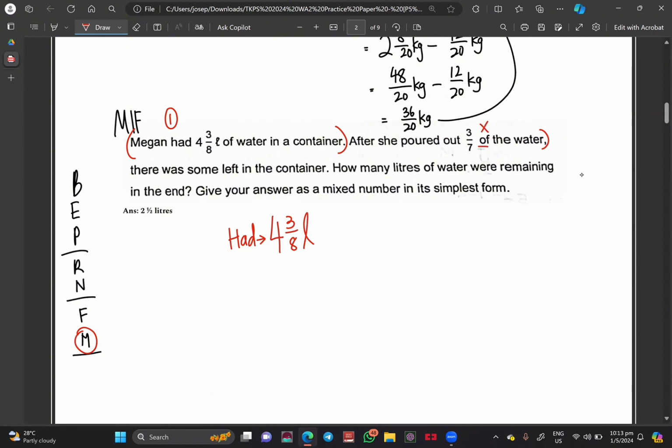"Of", in this situation, means to multiply. So we need to find exactly how much she poured out. We are just going to write "pour" over here. We are going to do 3 over 7 times 4, 3 over 8.